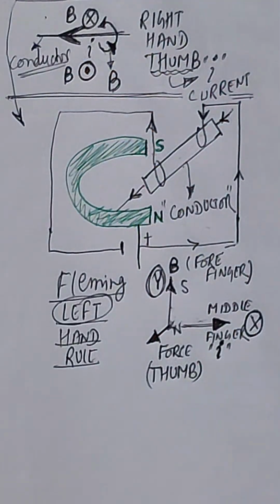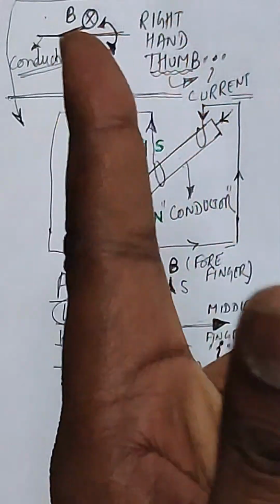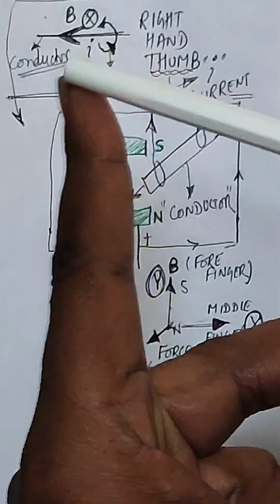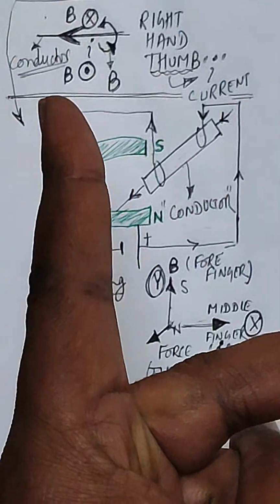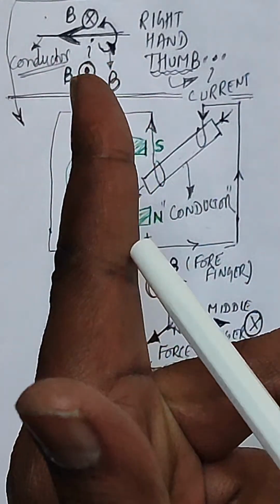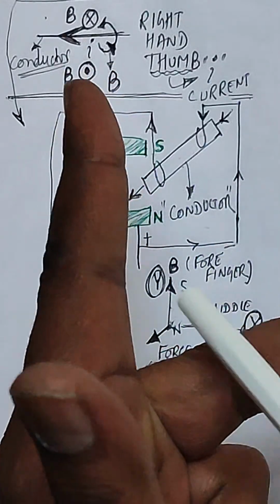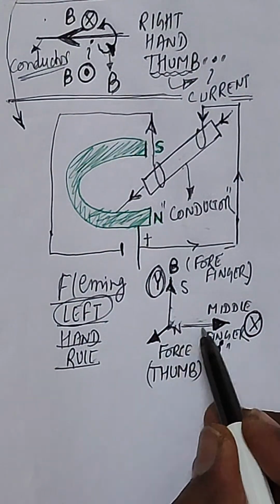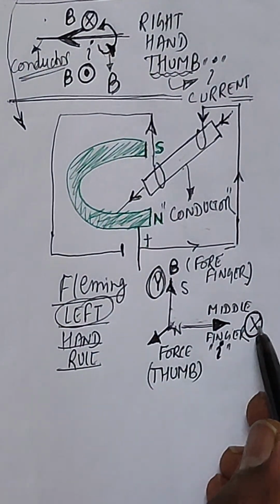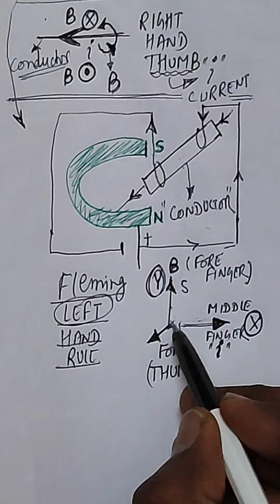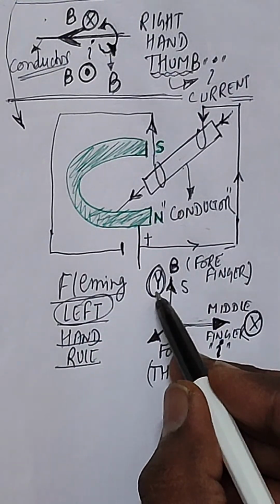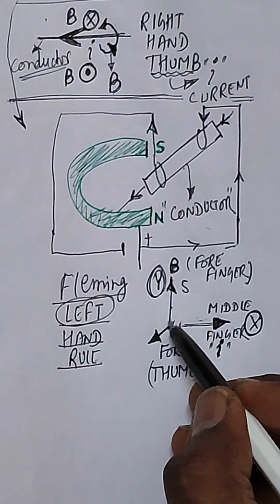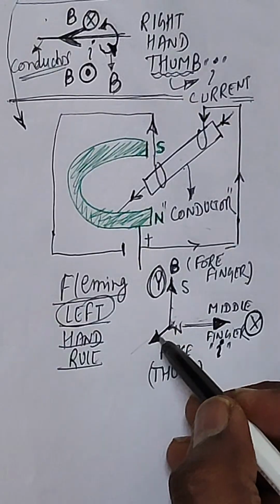You can see, just stretch your forefinger, stretch your middle finger. The forefinger will give you the direction of the magnetic field. The middle finger will give you the direction of current, right? Now you can see this angle of 90 degrees over here. This is the y-axis, this is the x-axis. The x-axis gives you the current, the middle finger. The forefinger gives you the direction of the magnetic field.